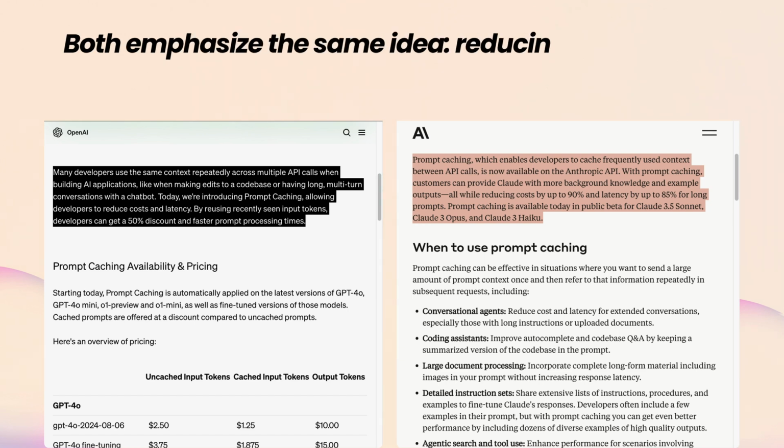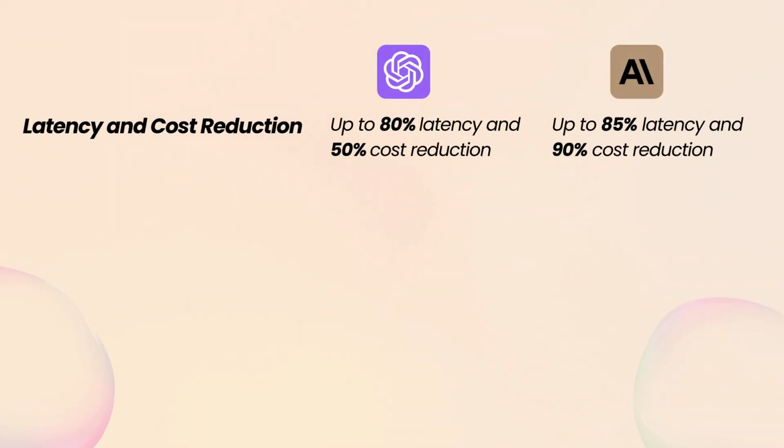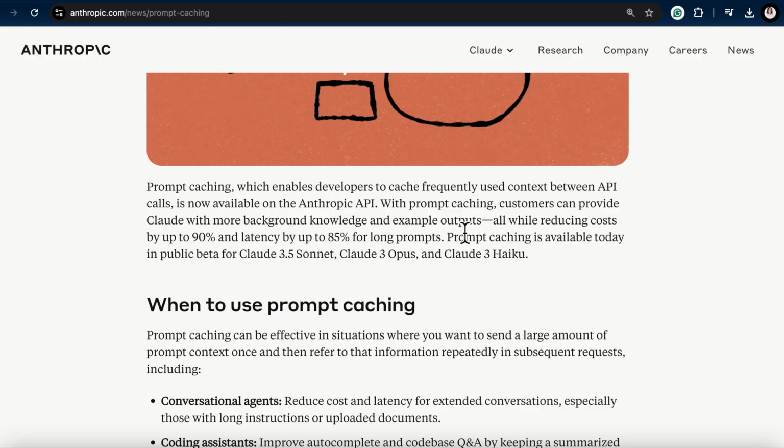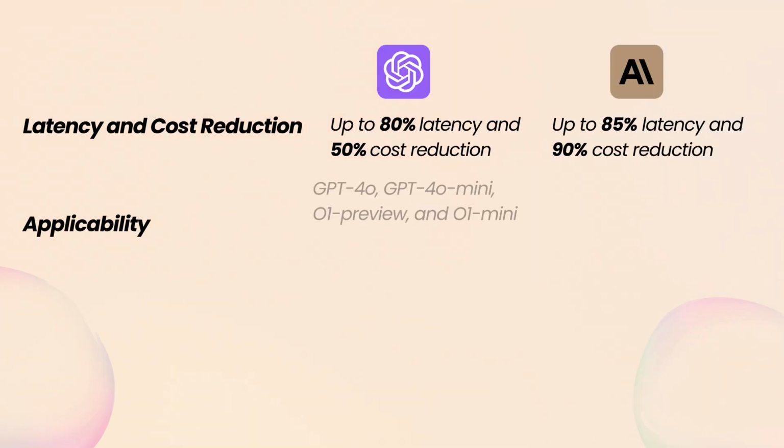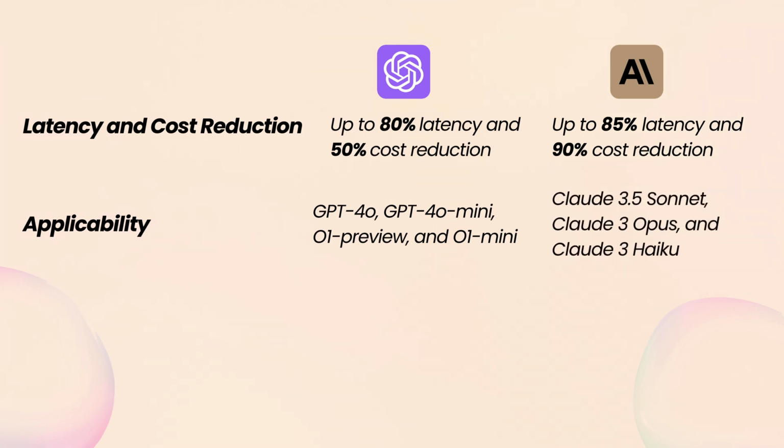Both emphasize the same idea, reducing latency and cost for repetitive prompts or frequently used contexts. GPT cuts latency by up to 80% and costs by 50% for long prompts, while Claude goes even further with up to 85% latency cut and 90% cost savings. This feature works with GPT models like GPT-4o, GPT-4o Mini, o1 Preview, and o1 Mini. For Claude, it's available for Claude 3.5 Sonnet, Claude 3 Opus, and Claude 3 Haiku.